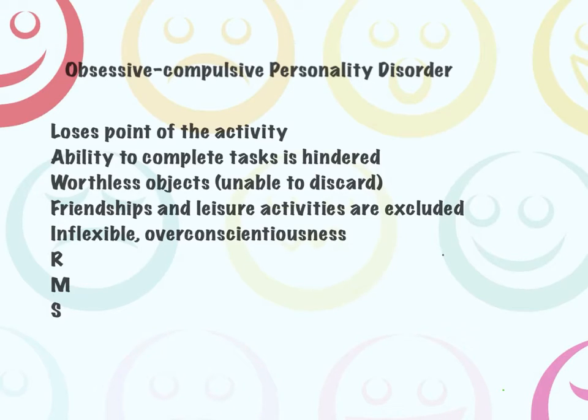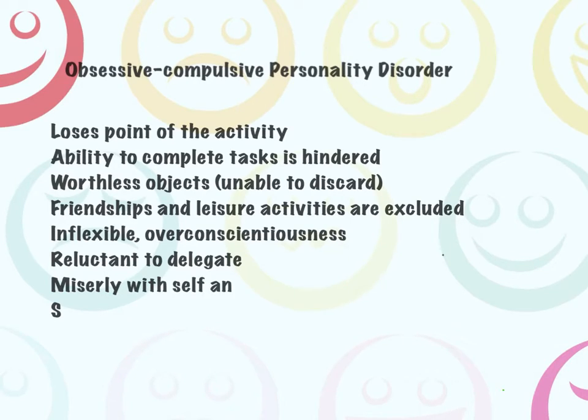They are rules followers. R stands for reluctant to delegate because nobody else knows how to do it right. If you want something done, you do it yourself. M stands for miserly. They are stingy with praise, stingy with money, stingy with affection, miserly with self and others. Can't take a compliment. Always have to find fault. Stubbornness. Don't argue with this person. They are always right. So that's your obsessive compulsive personality disorder, and don't they sound like fun?